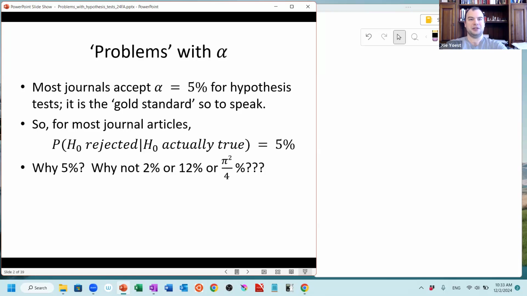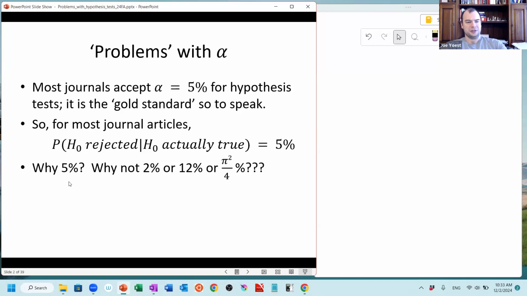It's almost a set-in-stone significance level for a lot of fields. So for most journal articles that you read, the probability that the null was rejected, given that it's actually true, the probability that we're saying we found an effect, given that there's really no effect, is 5%, about 1 in 20.